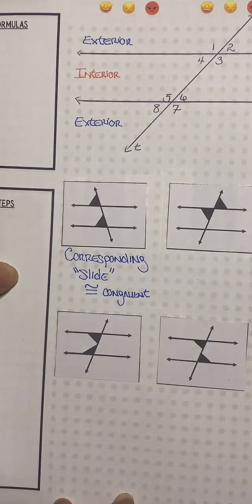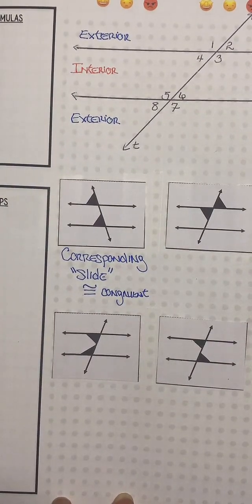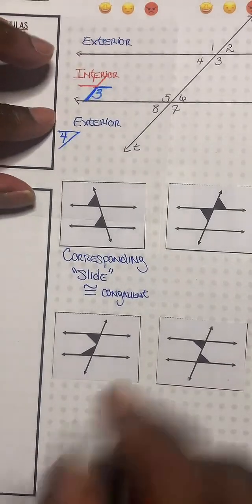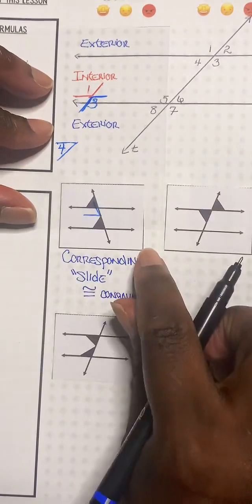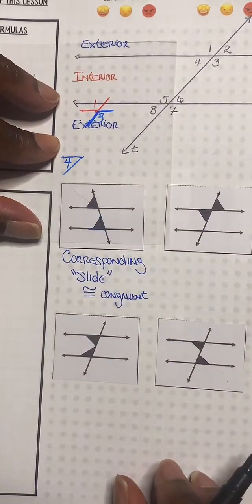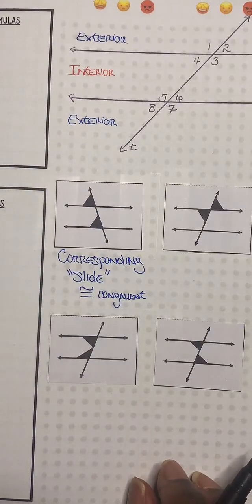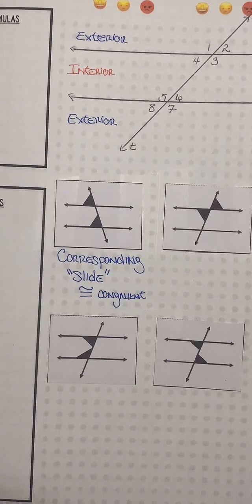All right. So the reason why I know that this is going to, if I wanted to trace this angle right here, I know if I slid down, it will match up with this angle right here. Okay, so that's your corresponding. Now, there's another set of angles.